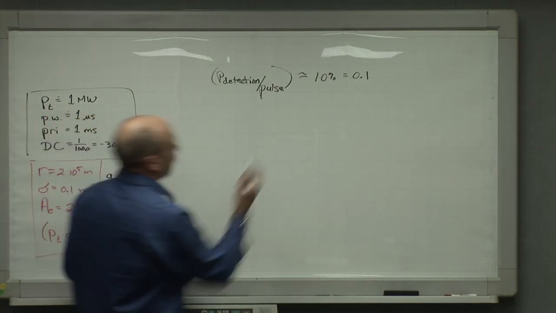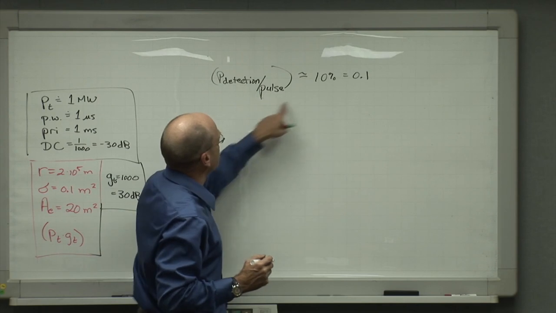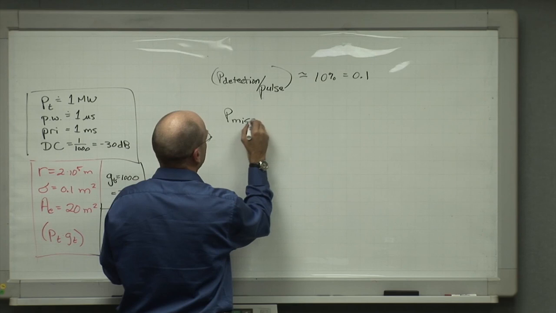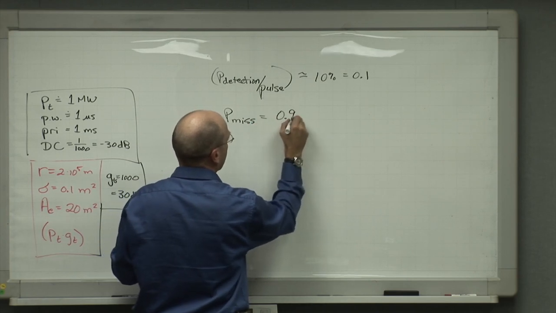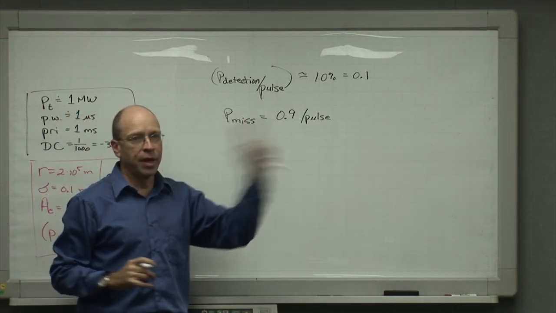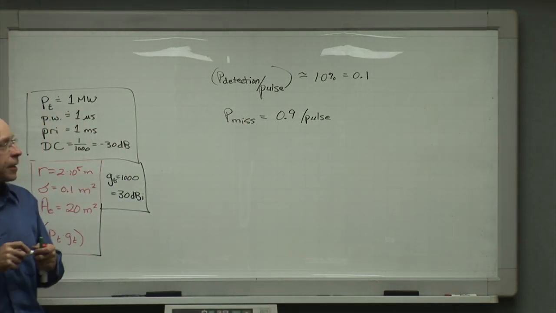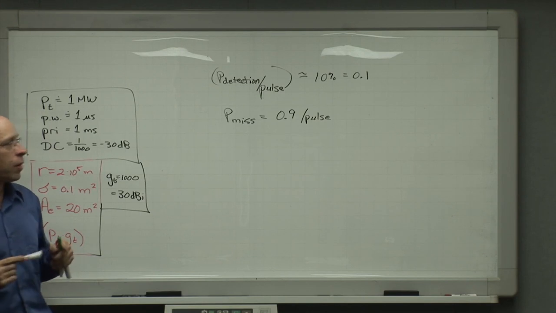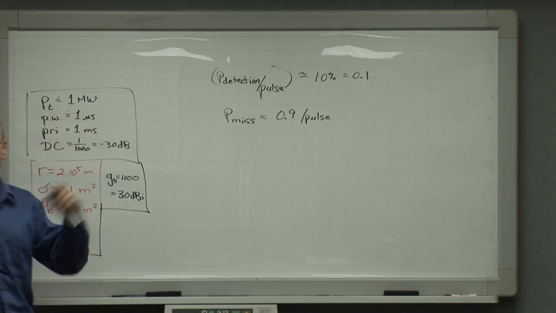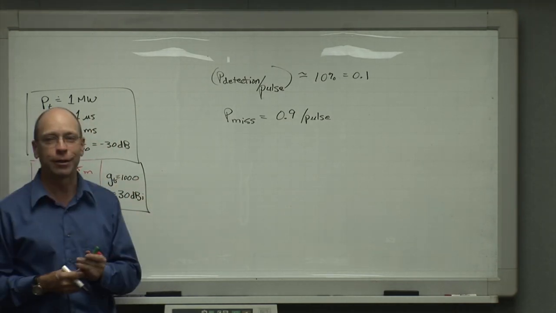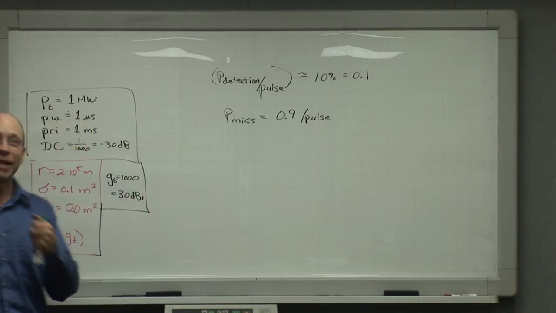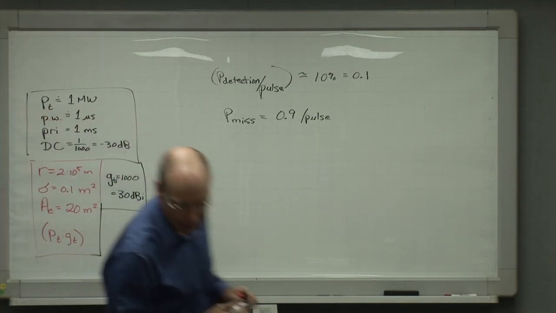So what we have is a 10% chance of detection. That means the probability of a miss is equal to 0.9 per pulse. So there's a 90% chance that we'll miss on the first pulse, and of course, this goes to the issue of, suppose that you're going back and forth to the store and you've only got a 10% chance of getting killed every time you go to the store. What if you go to the store 20 times? What are the chances you survive all 20 trips? Well, not very good, as it turns out. Wow, I'm great. 90% chance every time. Well, after 20 trips, you're probably about dead.